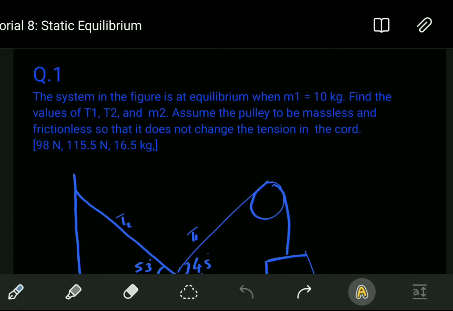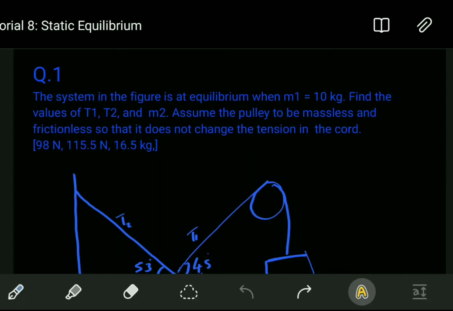So we're going to solve this tutorial sheet using the two conditions for equilibrium. The first condition requires that the vector sum of all the forces acting on a system is equal to 0. That means if you have forces in the x, forces in the y, or even the z, if it's a three-dimensional system, the sum of those forces must equal 0.